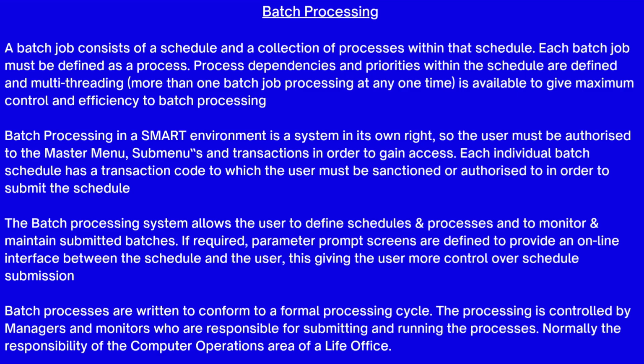Batch processing in a SMART environment is a system in its own right, so the user must be authorized to the master menu, submenus and transactions in order to gain access. Each individual batch schedule has a transaction code to which the user must be sanctioned or authorized in order to submit the schedule. The batch processing system allows the user to define schedules and processes and to monitor and maintain submitted batches. If required, parameter prompt screens are defined to provide an online interface between the schedule and the user, giving the user more control over schedule submission.